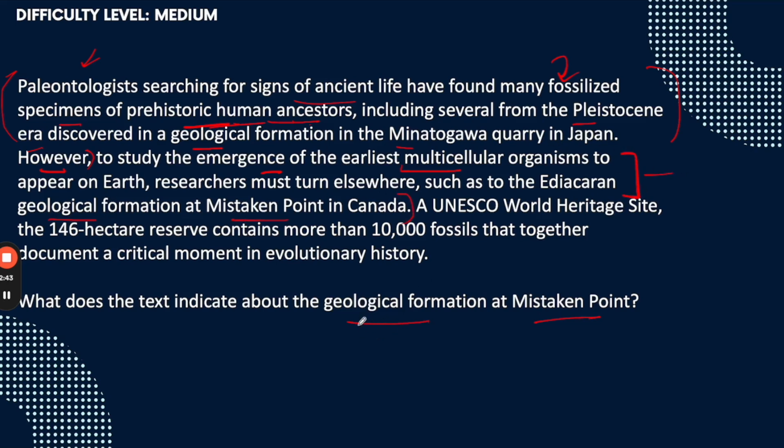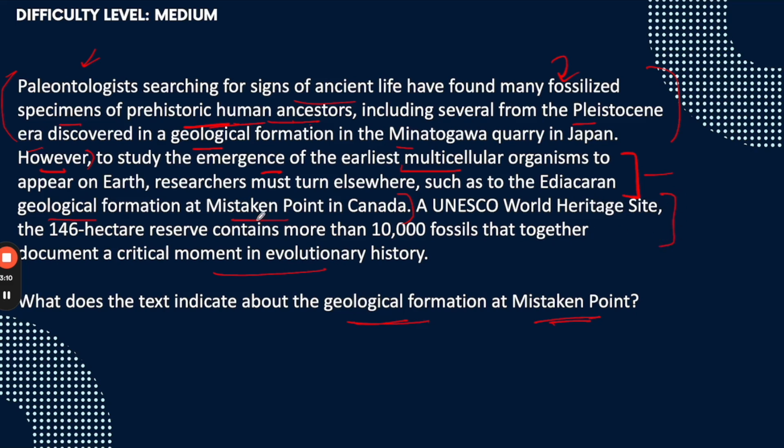So what do I know about this geological formation at Mistaken Point? That this is the place where the paleontologists should go in order to understand the earliest multicellular organisms. They should go there to understand that. Let's read ahead. A UNESCO World Heritage Site, the 146-hectare reserve contains more than 10,000 fossils that together document a critical moment in evolutionary history.